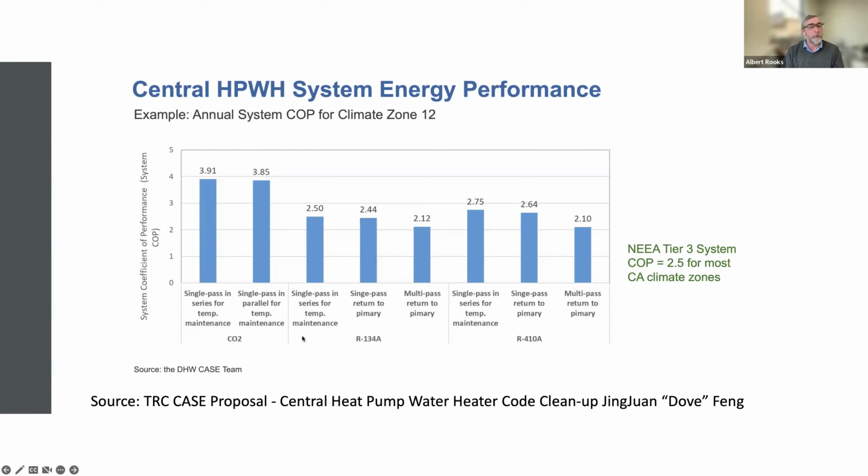Single pass, next one over, single pass in parallel for temperature maintenance. So that's another heat pump. There's little things about using another heat pump. The COP might not be quite as high. But those are really, really good numbers. And then we start looking at 134. And as we get into 134 and 410A, the numbers fall quite a bit.